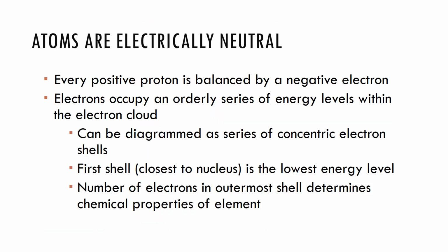Now, atoms are electrically neutral. The positive protons are balanced by the negative electrons. Remember, the electrons occupy different energy levels within the electron cloud or electron spheres. The first one is closest to the nucleus and has the lowest energy level. The number of electrons in the outermost shell is characteristic of the chemical properties of that particular element.